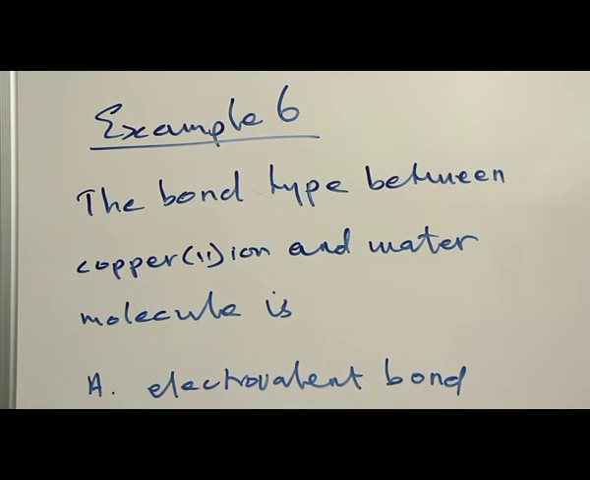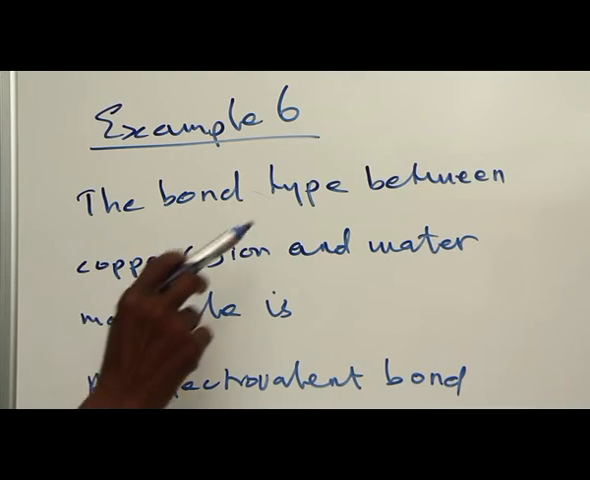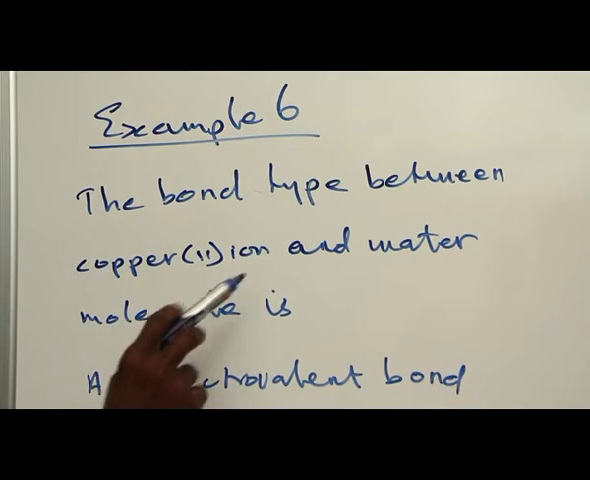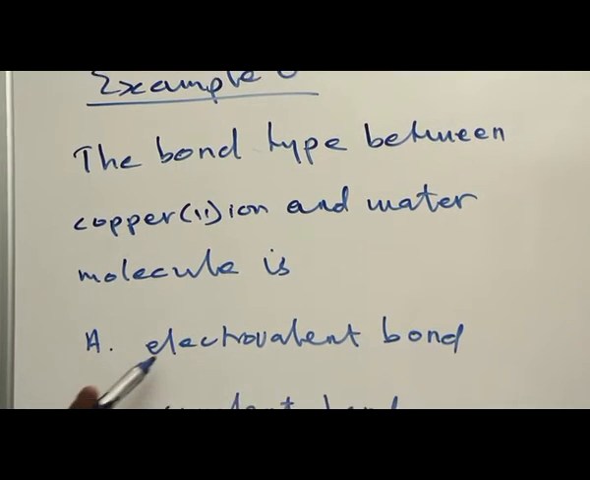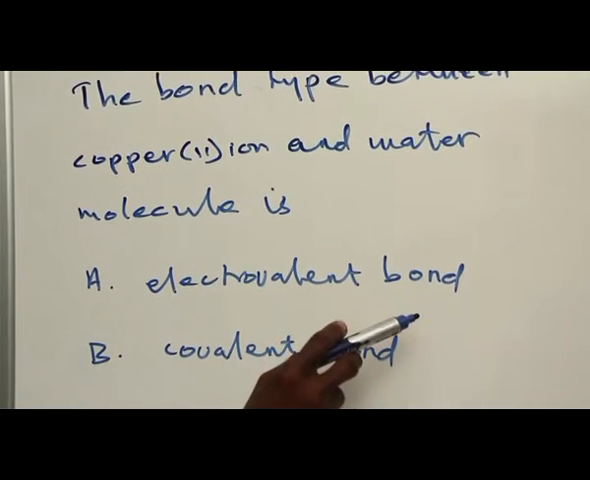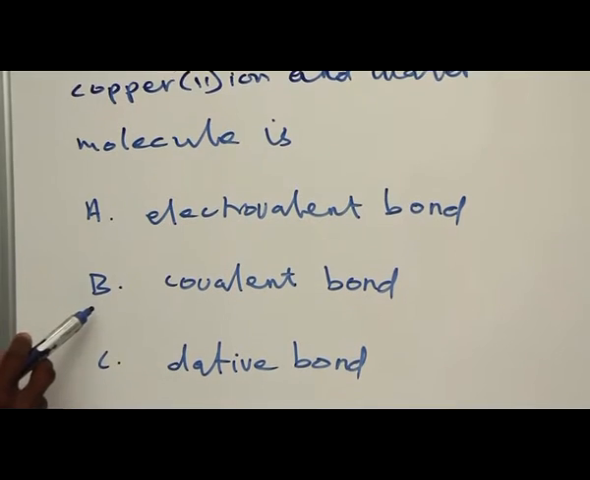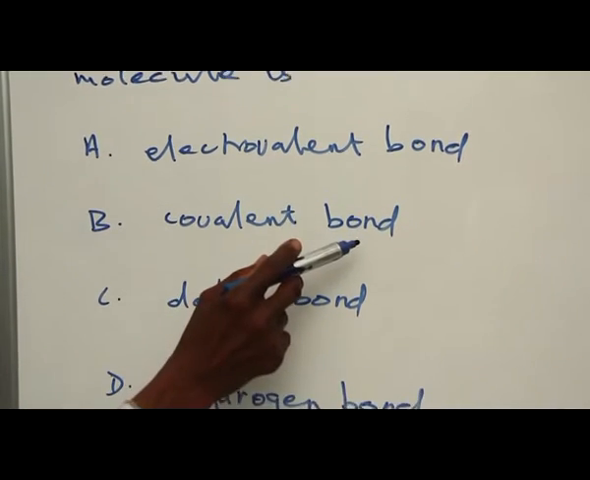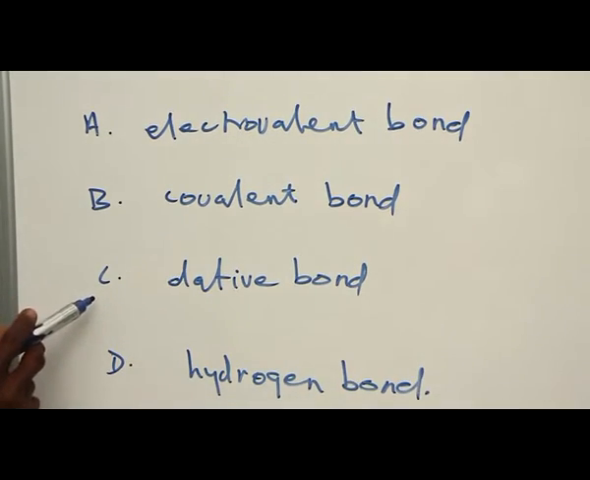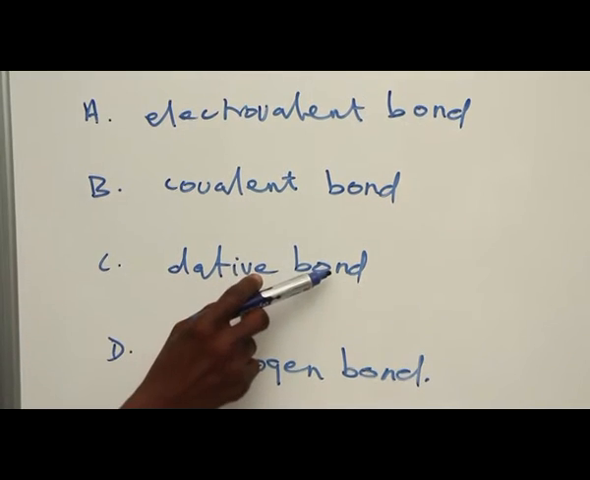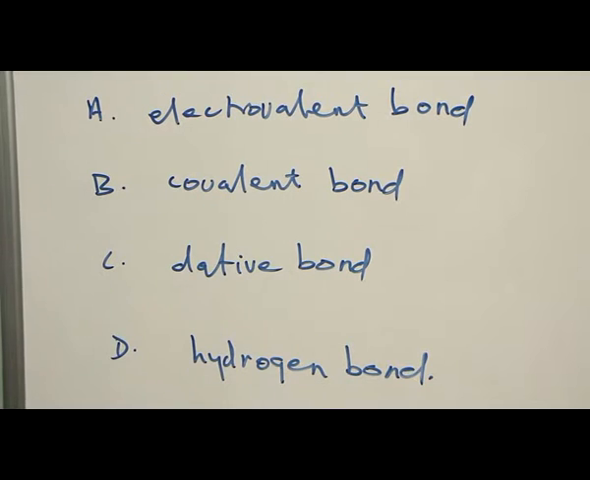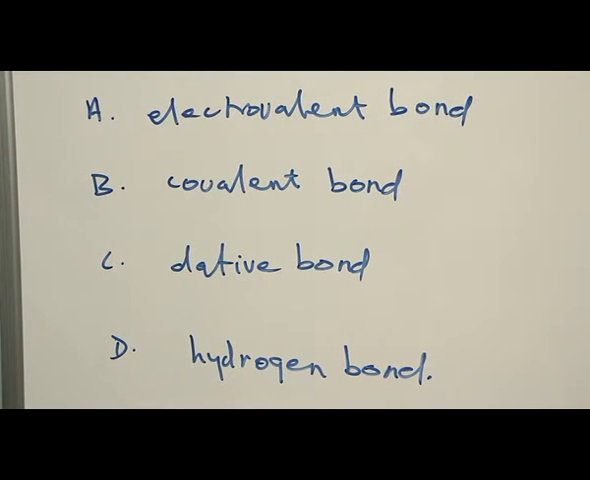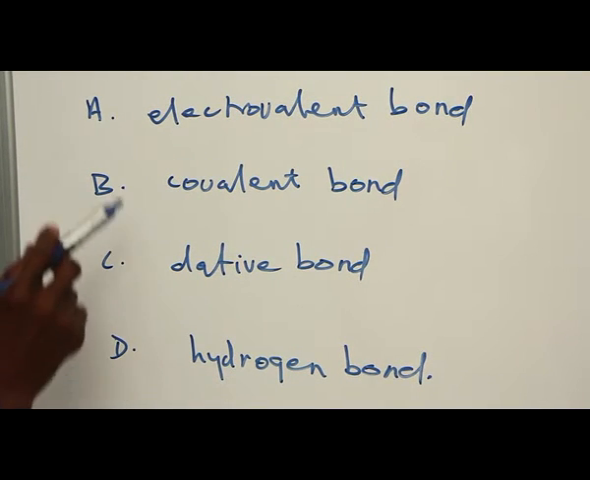Example 6. The bond type between copper 2 ion and water molecule is A, electrovalent bond, B, covalent bond, C, dative bond, and D, hydrogen bond. Let's consider the options one after the other.